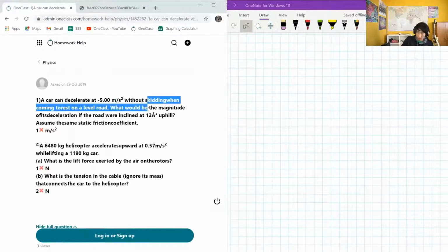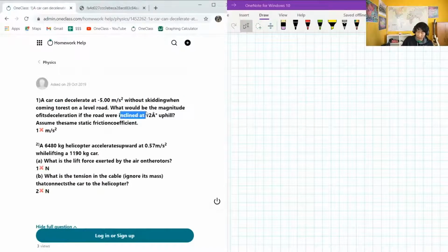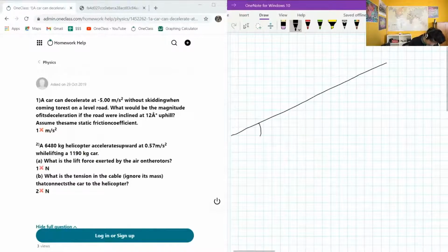Now it's asking us what would be the magnitude of its deceleration if the road were inclined at 12 degrees, uphill. Assume that the static friction coefficient is the same, which is pretty important. So essentially what we have here is a situation like this. This is definitely not to scale because this angle is much larger than 12 degrees, but it's just to make the point clear. So this is 12 degrees, and we have our car, like this.